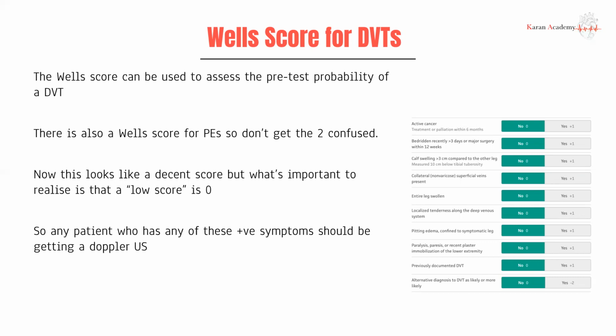What's confusing about the score, and I only learned this when I was in ED, is that a low score is 0 for this. So if your patient has any of these, then they are at a moderately increased risk, and I think 3 and above is a high risk. So unless they have no clinical features, which means they are 0 for all of this, they technically don't qualify for a low score, which is slightly confusing to me. So technically, if a patient has any of these positive symptoms, they should be getting a Doppler ultrasound.